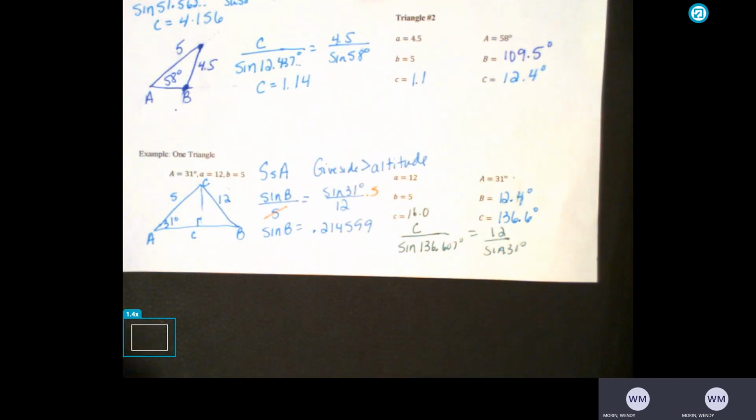Okay, and that is the law of sines and the ambiguous case of the law of sines.